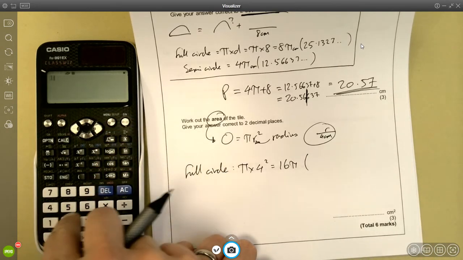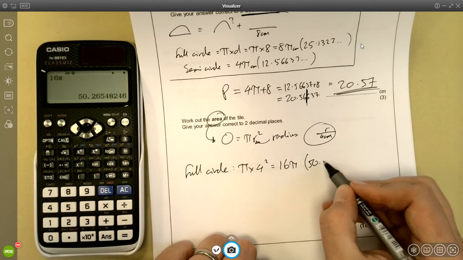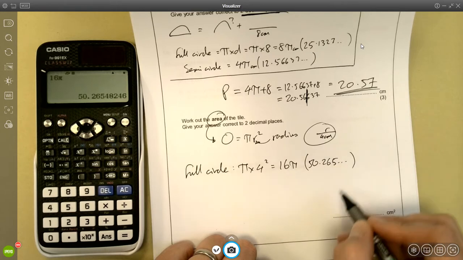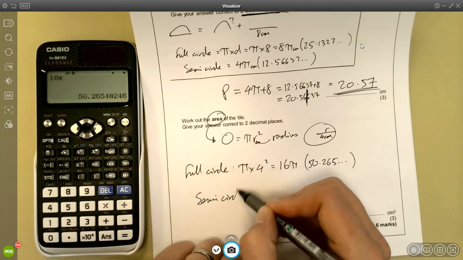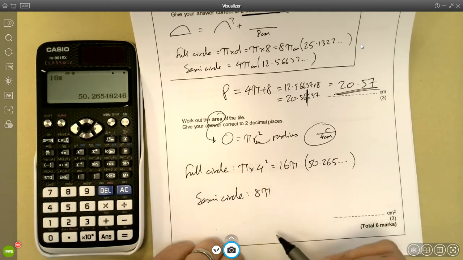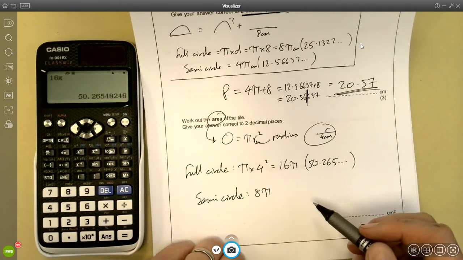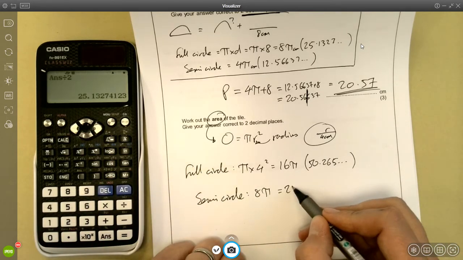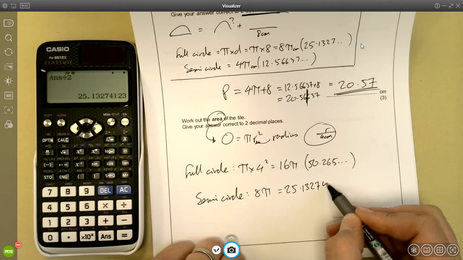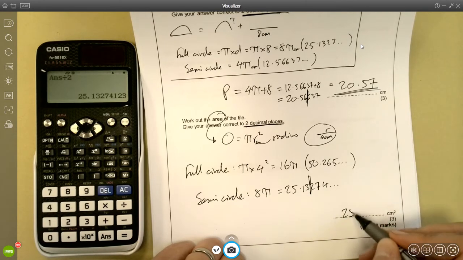You stick that through your calculator. 16 times pi is 50.265, etc. Don't even need to use that bit. You can just use 16 pi. So the semicircle, well, that's half of that. It must be 8 pi. Kind of already know what that is from earlier on, but this is in centimeters squared here. So put that through, which is 25.13274, etc. Again, we're going 2 decimal places, so we're rounding off there. So we're going 25.13, and it's in centimeters squared.